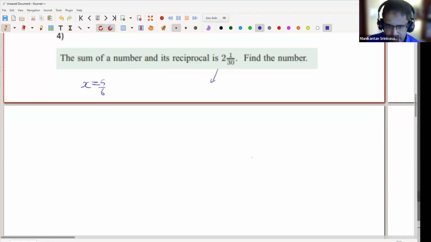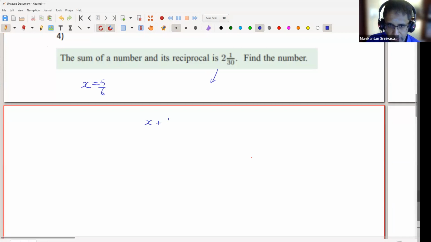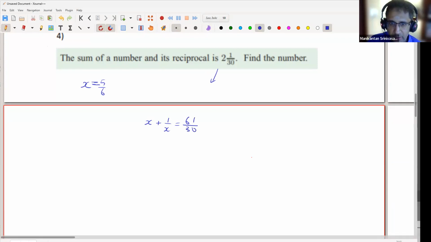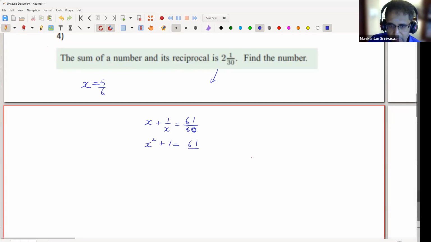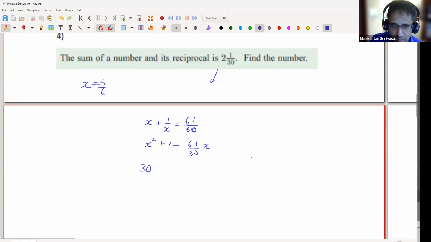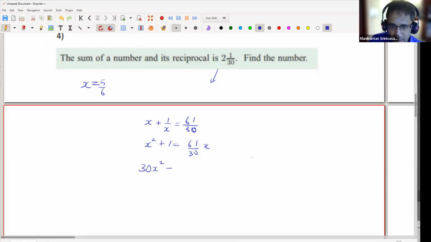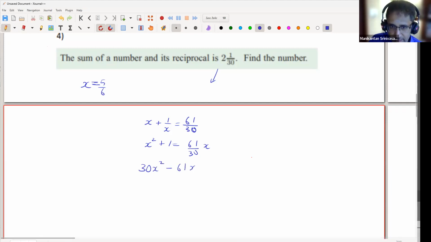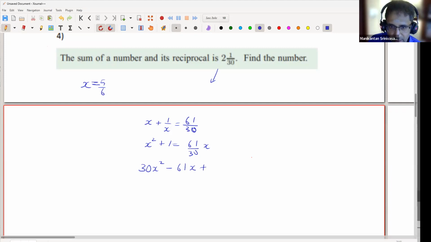So let the number be x. So x plus 1 by x is 61/30. Let's multiply throughout by x, so I have x square plus 1 equal to 61/30 times x. Actually, let's multiply throughout by 30 also. So 30x square, and let's bring the x to one side, minus 61x plus 30 equal to 0.